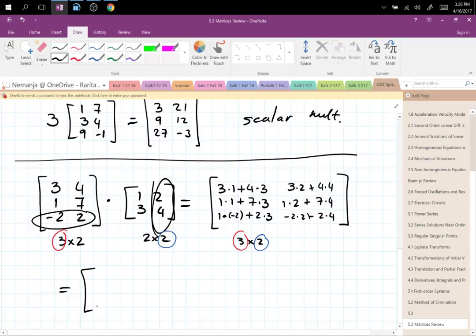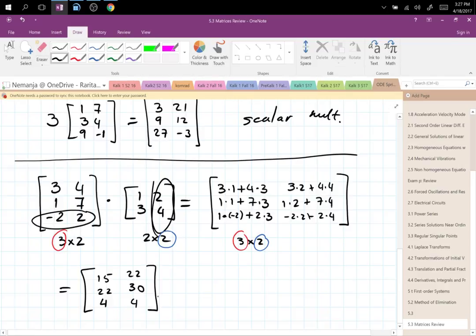And now just compute this. So this is 3 plus 12 is 15. And then you have 21, 22. And then you have 6 minus 2 is 4. On the other side, you have 16 and 6 is 22. And then you have 28 and 2 is 30. And you have 8 minus 4 is 4.